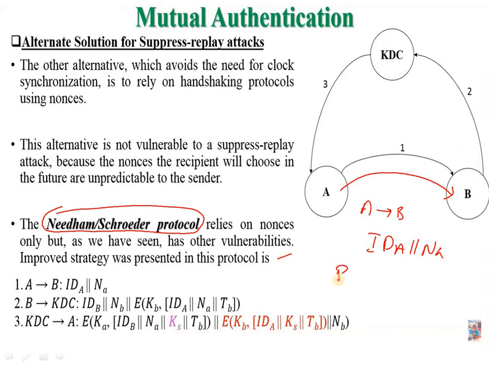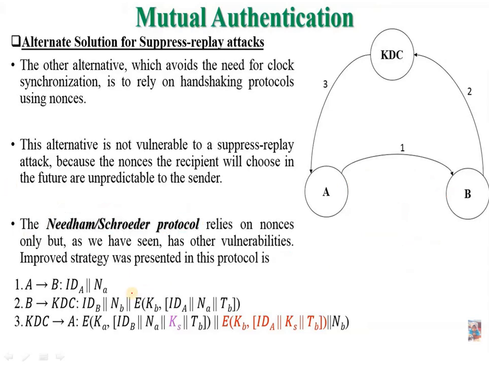In the second step, B is communicating with the KDC. What is B communicating to the KDC? B communicates its identity and its nonce, NB is the nonce of B. Then it shares the identity of A, the nonce of A and TB, that is the timestamp of B. These three together are encrypted by the master key of B. Then the KDC will receive this message and reply to A.